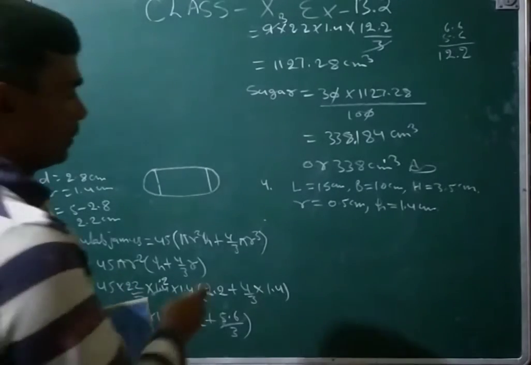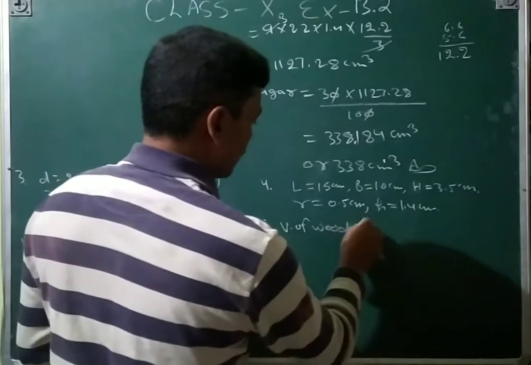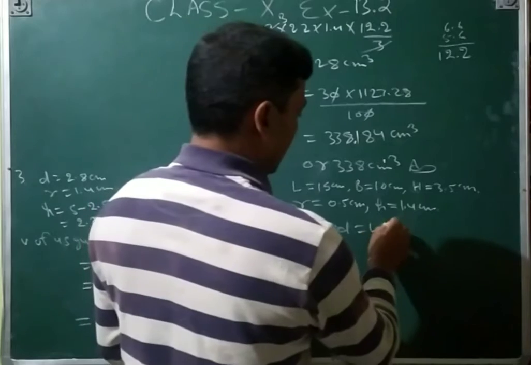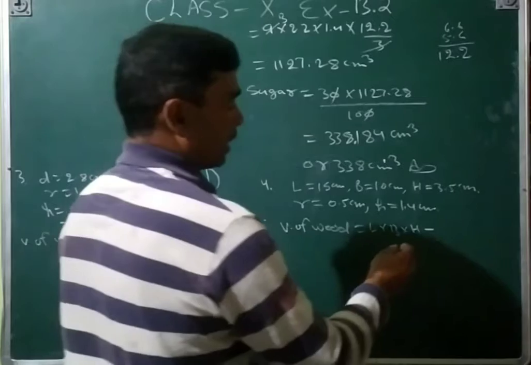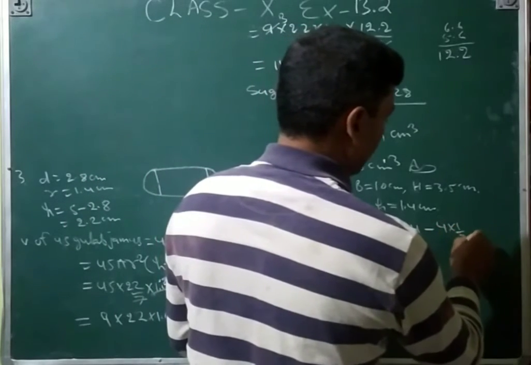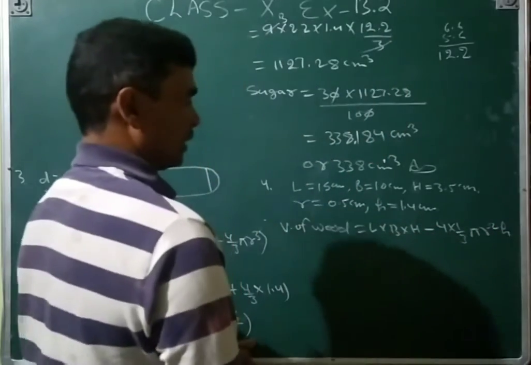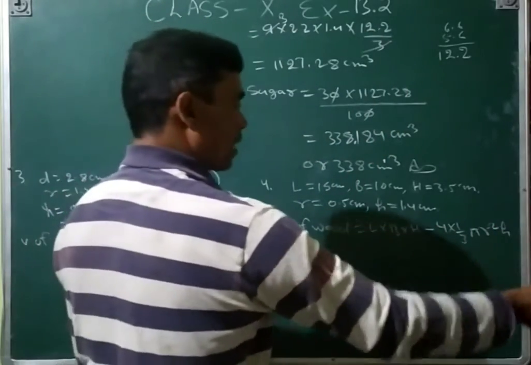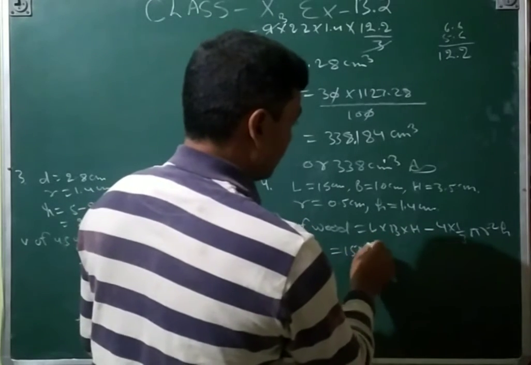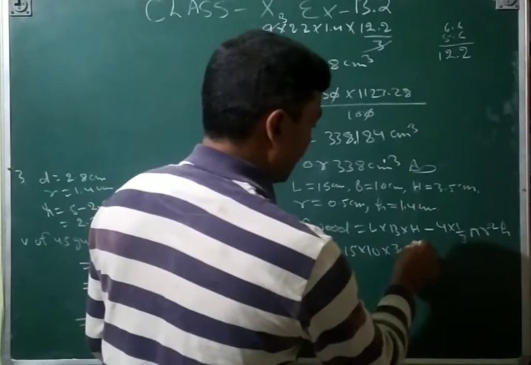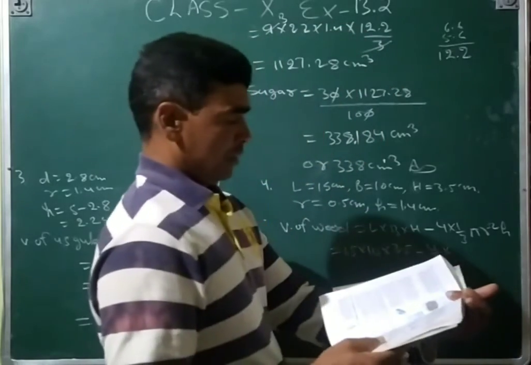So here the volume of wood is equal to the volume of the cuboid, L into B into H, minus 4 cones we are cutting from here. So 4 into 1 upon 3 pi r square H. So this has been cut out, and what is left is this. So 15 into 10 into 3.5 minus 4 upon 3 into pi. The value of pi is not given here.